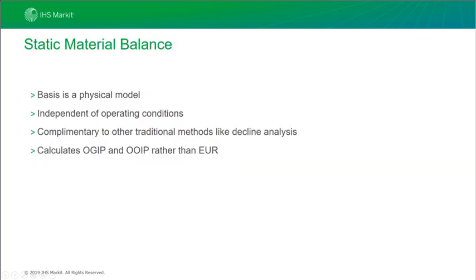The final traditional method of analysis we'll look at is static material balance. Now, material balance has been around for many years and is a traditional method for evaluating fluids in place. It's based on an analytical model and it's independent of operating conditions. It's complementary to the other traditional methods such as decline curve analysis. The material balance calculation will also generate original hydrocarbons in place.